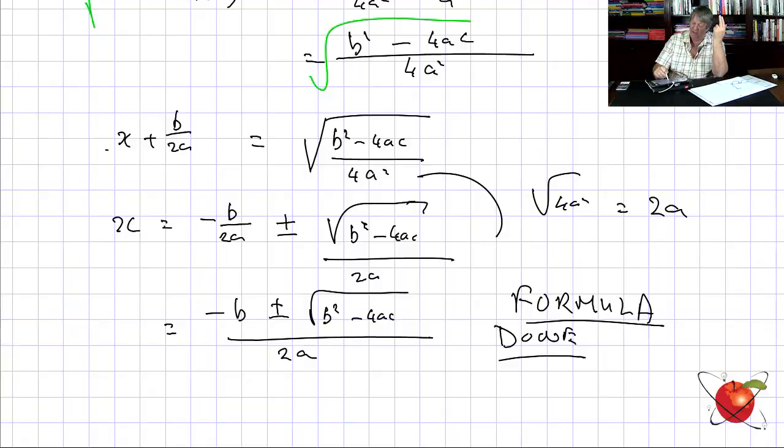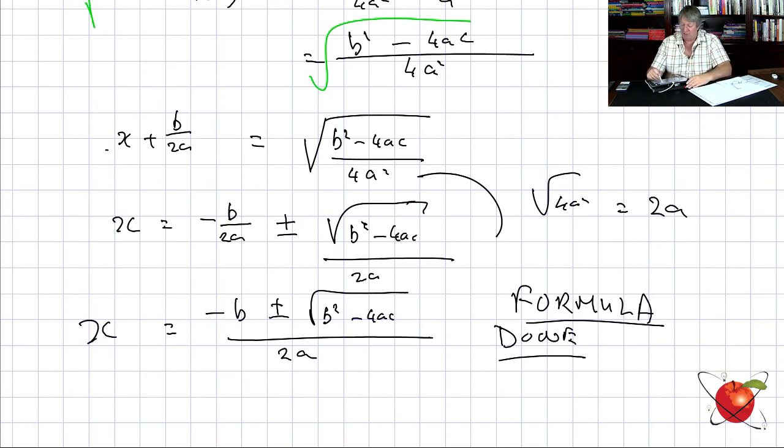So now we can find the roots by factorizing, always taking out the highest common factor. We can find the roots by completing the square. Now we can also use a formula. There it is.